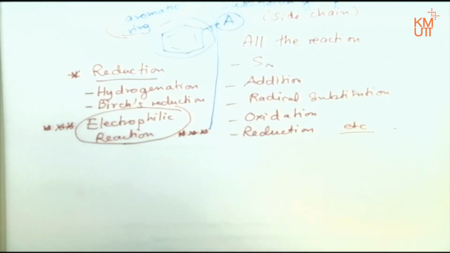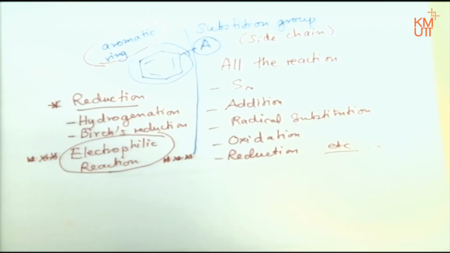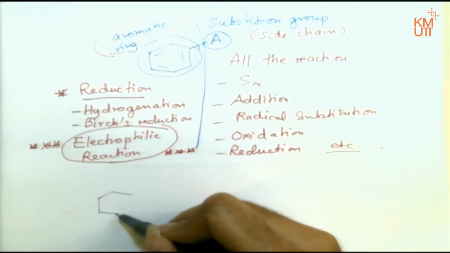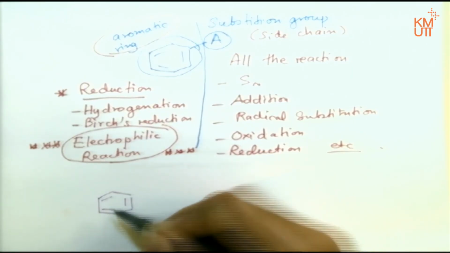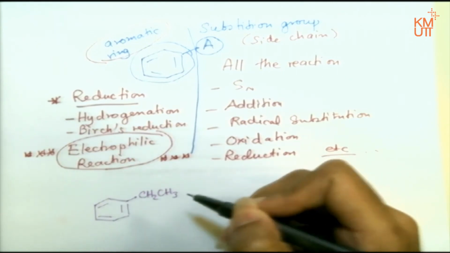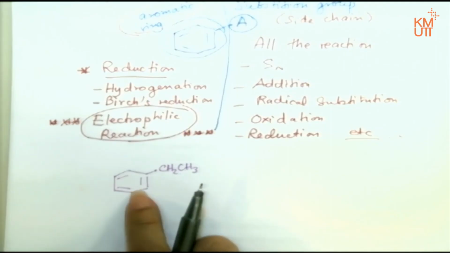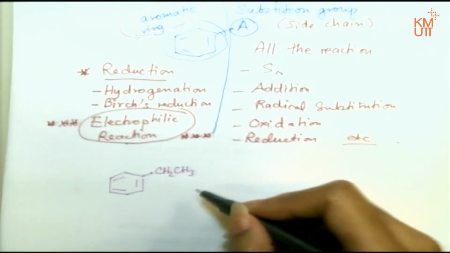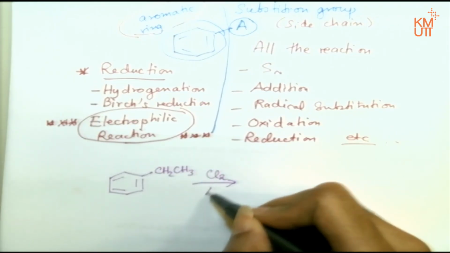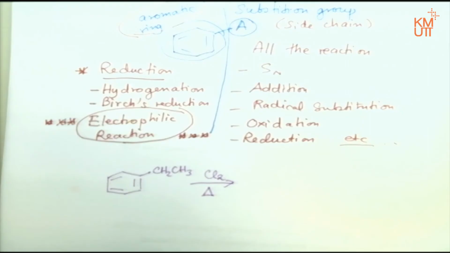Okay, I'll give you some examples about substitution groups and the ring. For example, you have the aromatic ring here with, for example, CH2, CH3. What is the name of this benzene ring? Ethyl benzene, right? Ethyl benzene. Okay, so I put one reactant and heat. Can you give me the product?